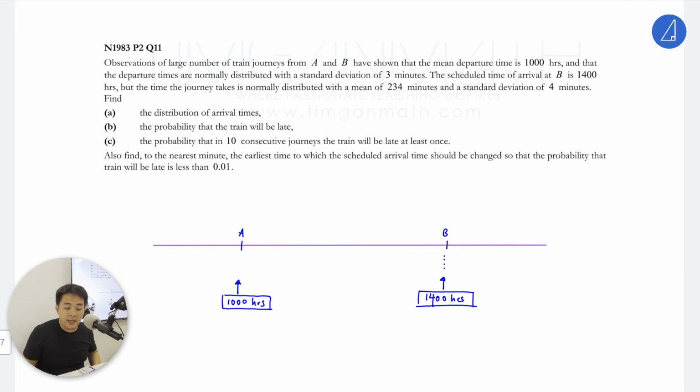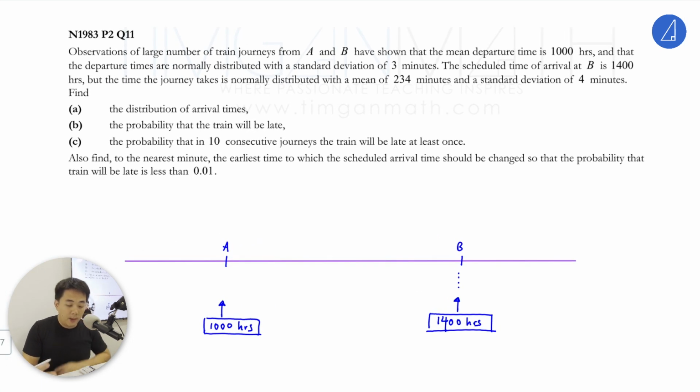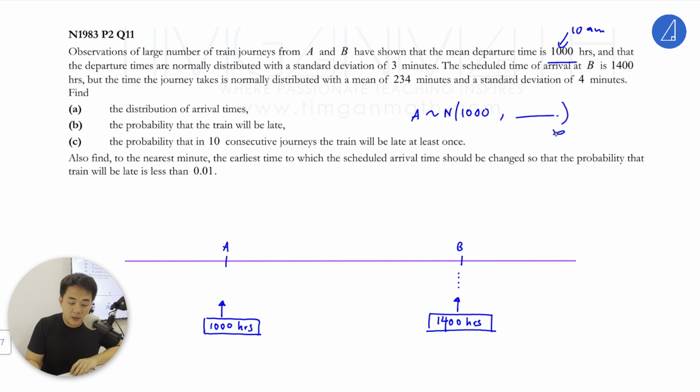Firstly, try to understand that time is relative. Okay, time is always relative. So essentially, I think one of the problems with this question is that students will put something like 10 a.m. and then put the standard deviation here, which is not correct.